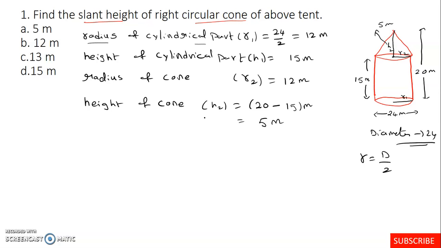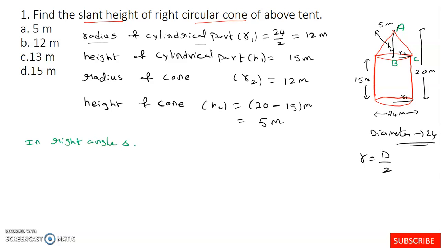Now observe, one right angle triangle has come. I will name it in green color. It is A, B, C. See here, in a right angle triangle.